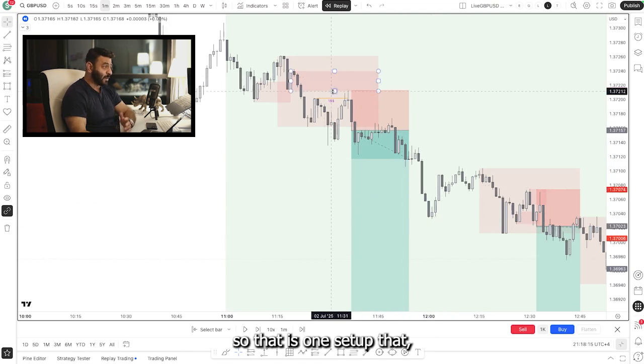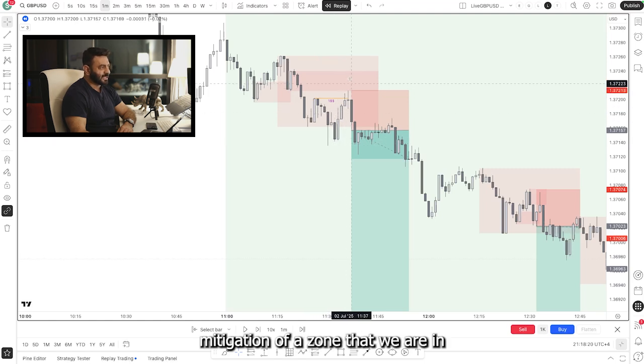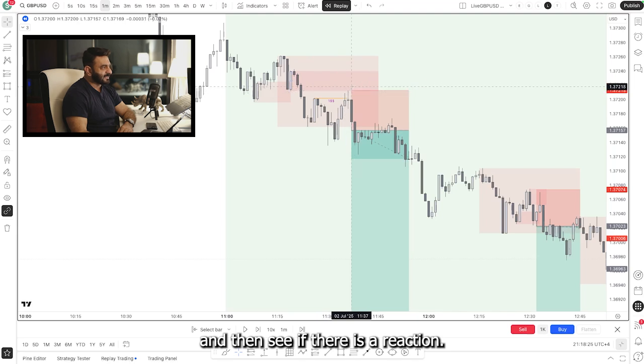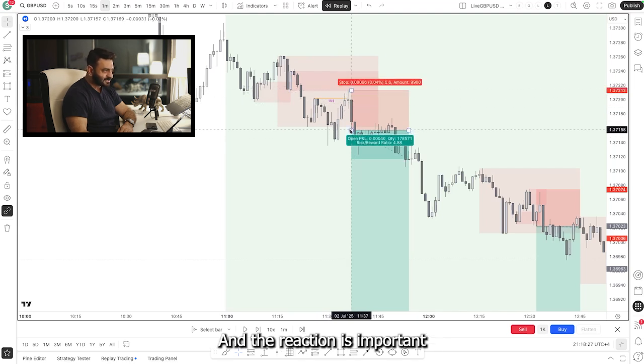So that is one setup, that you have your liquidation, mitigation of a zone that we are in, because I want to tap into those orders and then see if there is a reaction. And the reaction is important because it identifies to me that the zone is holding, right? If the zone is not holding and it just flies right through, that zone is weak and it's okay, right? We'll have another opportunity. Maybe this is a loss, I don't care, as long as I know that I am entering on a setup that gives me that edge over the long term, right?